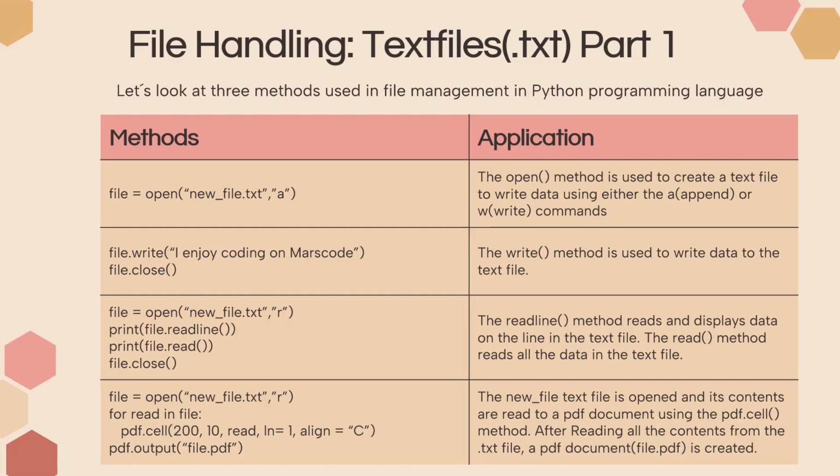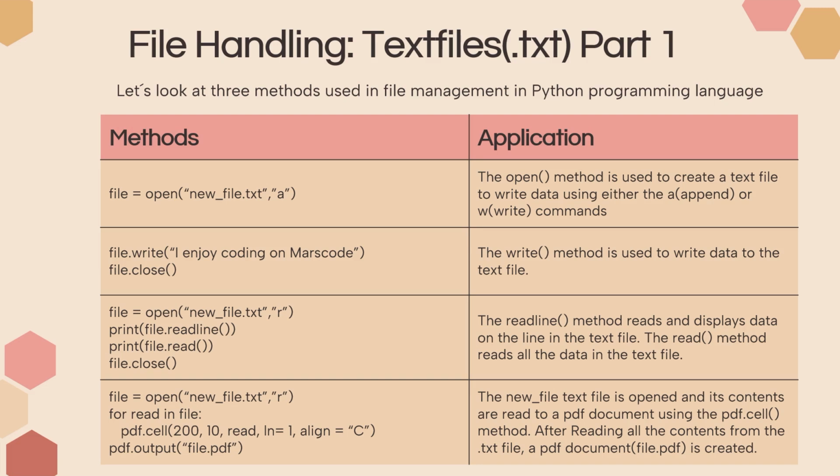Now let's look at the three methods that we'll use in file management in Python programming language. The first one is the open method, and what this method does is create a text file to write data using either the A, which means append, or W, which means write commands. You can see an example here.